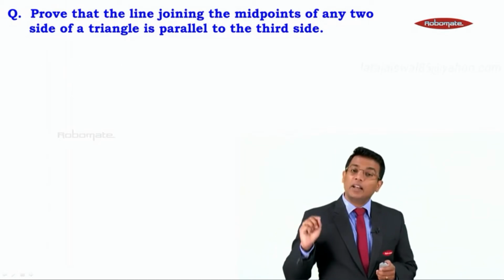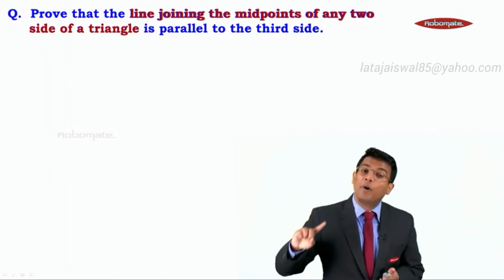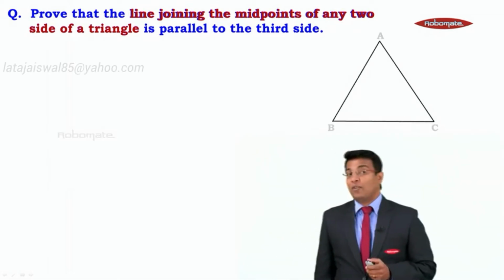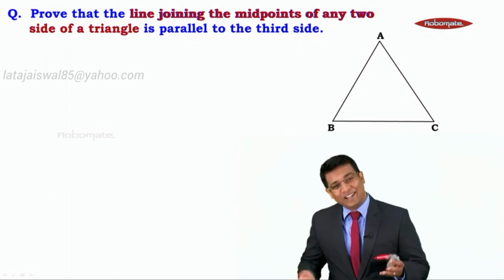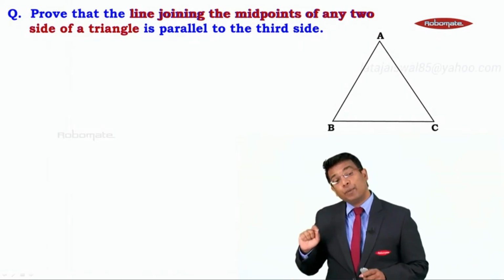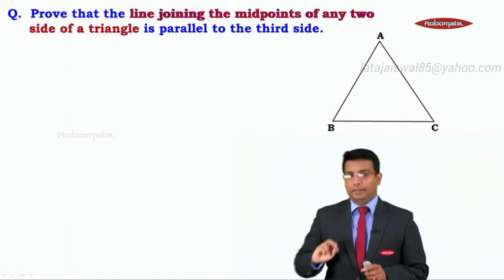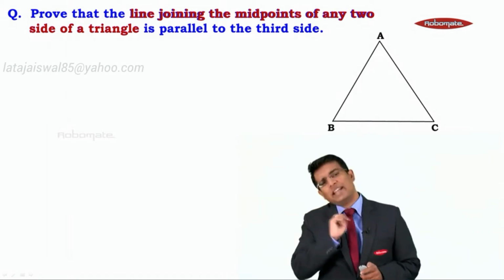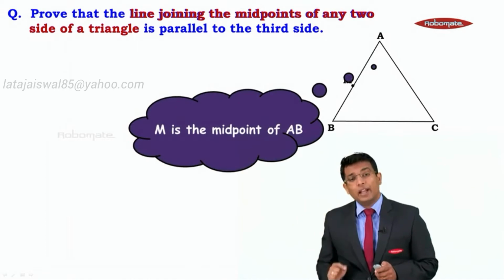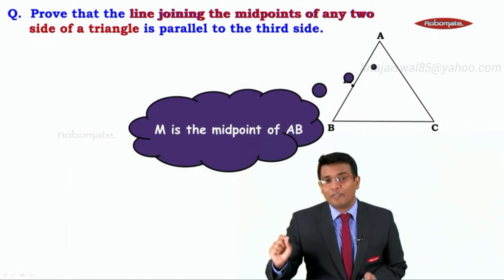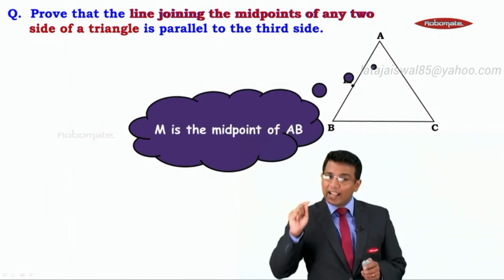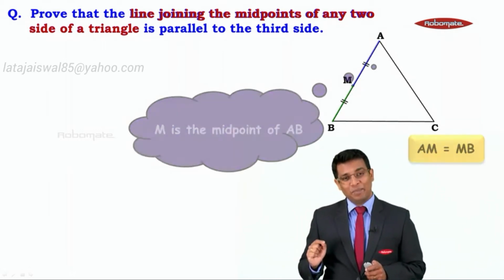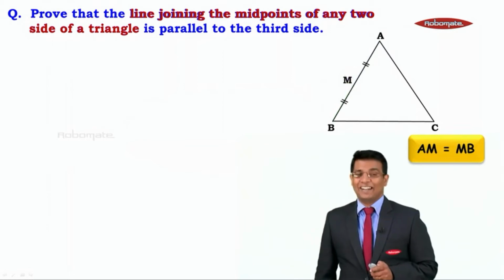It says line joining the midpoints of any two sides of a triangle. So very first thing what we are going to obviously draw is a triangle. Now triangle has three sides. Let's consider any two sides. We consider AB and AC. So for AB, I'm saying M is the midpoint of AB. So when I say M is the midpoint, that means what? We know that AM is equal to MB. That is what we understand here, right?